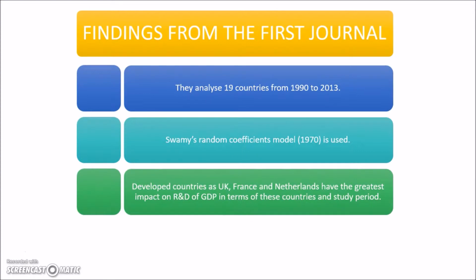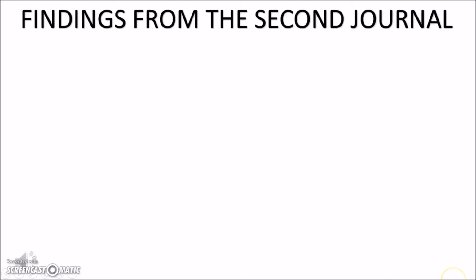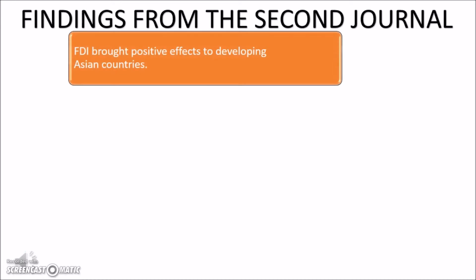As a result, developed countries such as the UK, France and Netherlands have the greatest impact on R&D of GDP in terms of these countries and study period. Countries such as Portugal, Iceland and Austria have the lowest impact on R&D of GDP. In the second journal, they found that FDI brought positive effects to developing Asian countries.